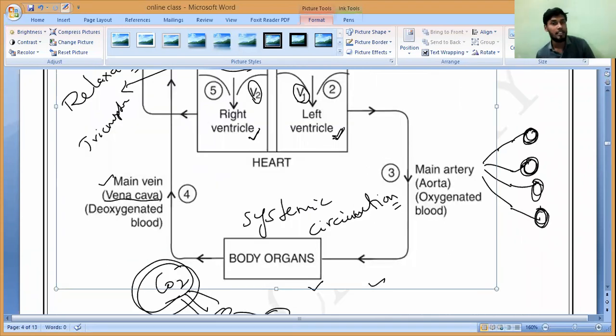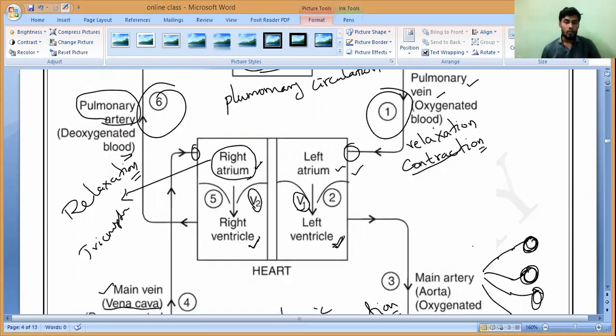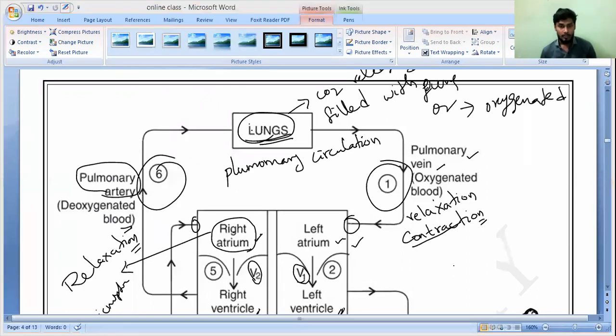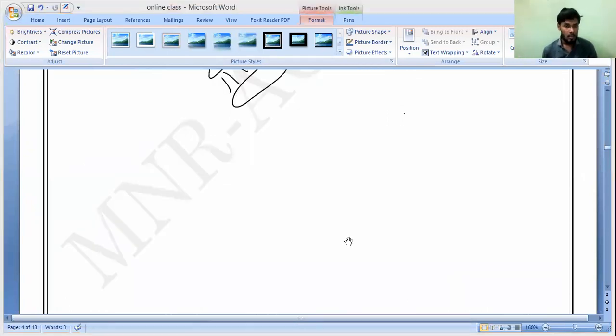That is why this is called double circulation. All of you, please note it down. The definitions of pulmonary circulation and systemic circulation are also important. First write double circulation. Definition: why is the human heart called double circulation? What is the reason?